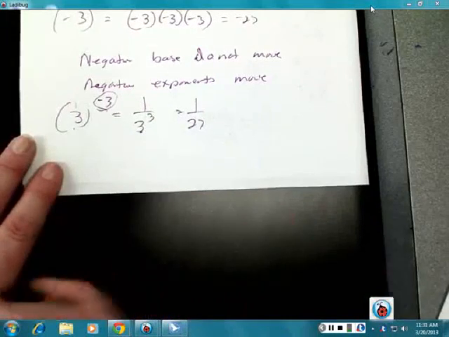I've got to make sure I move my negative exponent. Always, whenever you deal with negative exponents, move them before you do anything else with them. Don't leave them sitting where they happen to be, because you'll definitely get them in the wrong location.